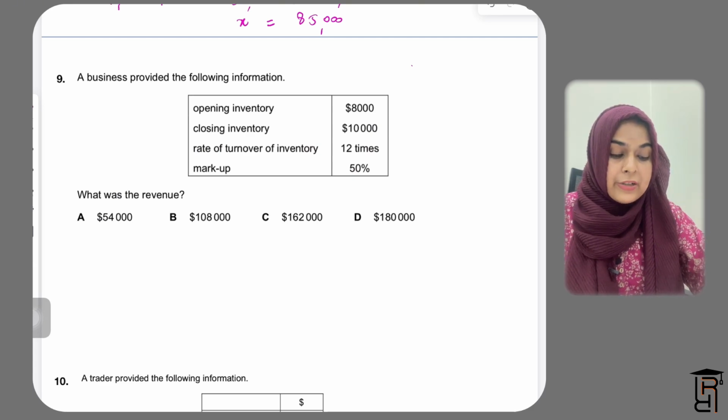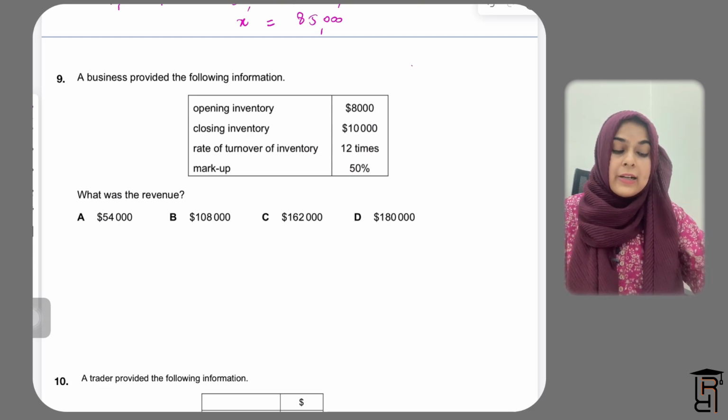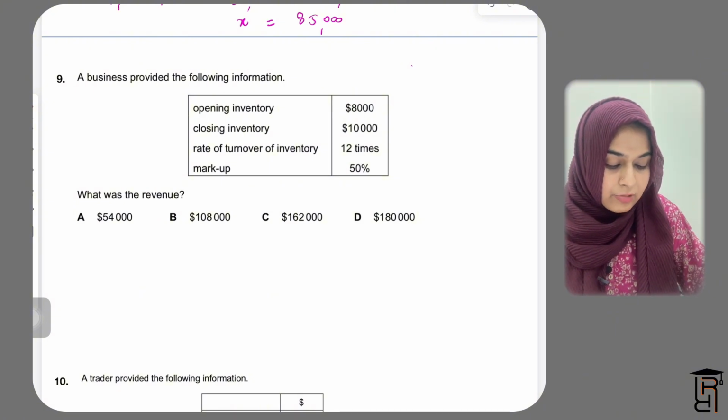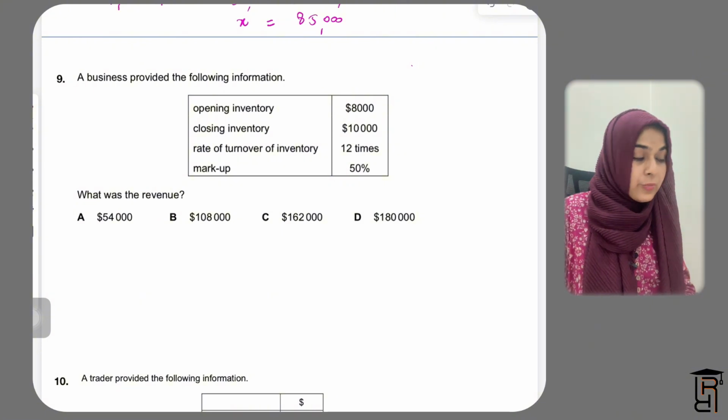So average inventory in this case, opening plus closing, is 18,000 divided by 2, which is going to give me 9,000. So 9,000 is my average inventory, and the rate of inventory turnover is 12 times, and I don't know my cost of sales. So when I find out X, I multiply 9,000 with 12.